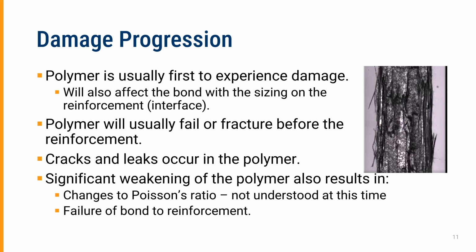And when we have significant weakening of the polymer, we also get changes to the Poisson's ratio. And that's not understood at this time. Not at all understood at this time, and no one has produced any data on that to date. And we also get failure of the bond to the reinforcement. So therefore, we can actually have fibers slipping in the matrix of the polymer.